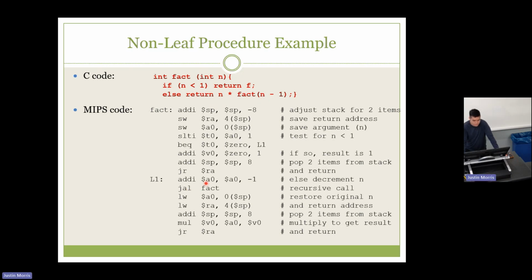So if we do the recursive call, we need to decrement n, jump and link, right? And then when we come back, we're going to restore all of these items and return to the previous one. It's going to restore, keep going until we get back to here. And when we're on the last one, we just return.